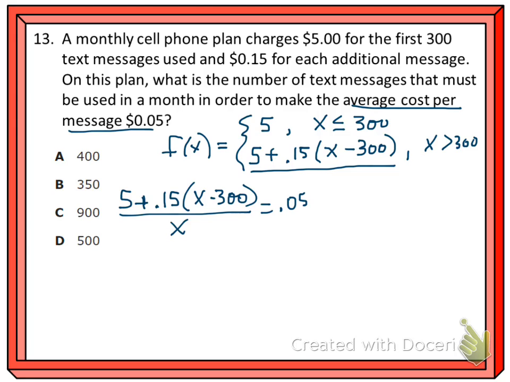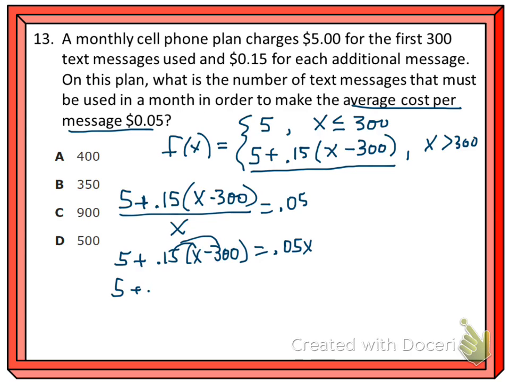Okay, so we have a rational equation that we're solving. So go ahead and multiply the X over to the right-hand side to simplify the equation, and I get 5 plus 0.15 times X minus 300, I guess I could have distributed as I went, is equal to 0.05x. So now let's distribute.